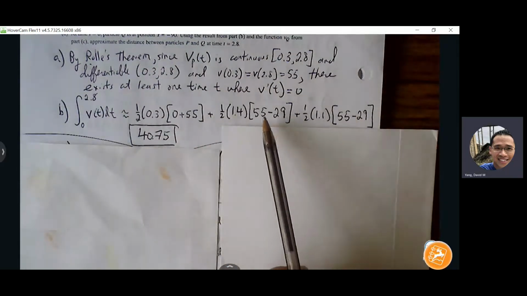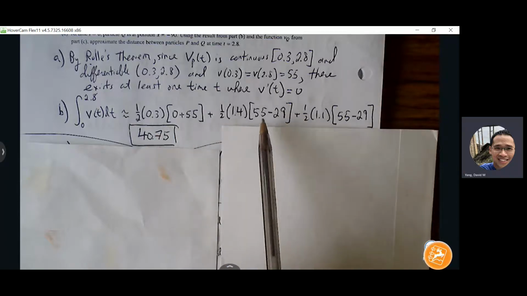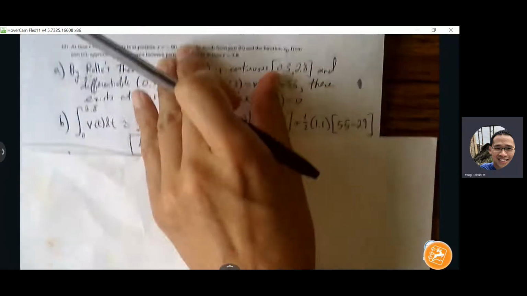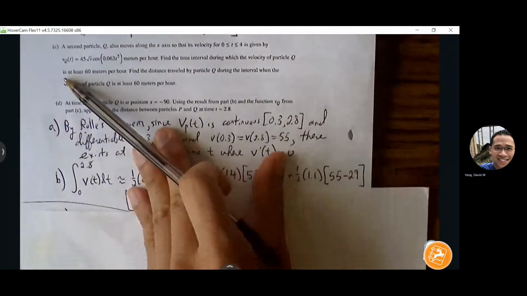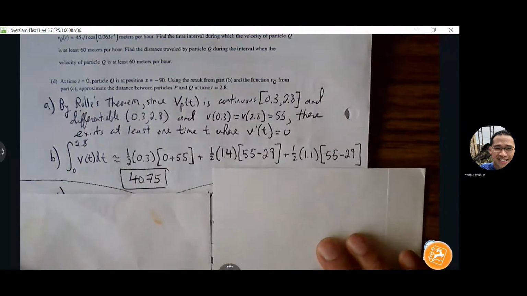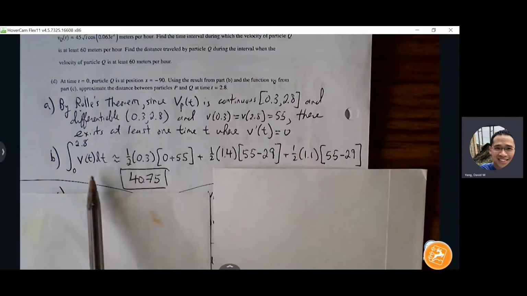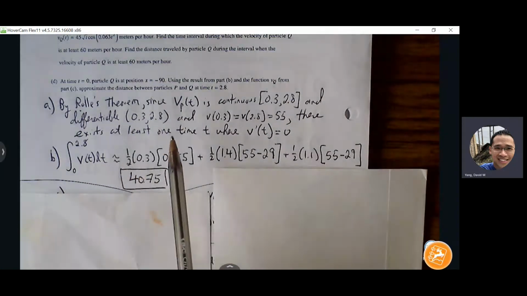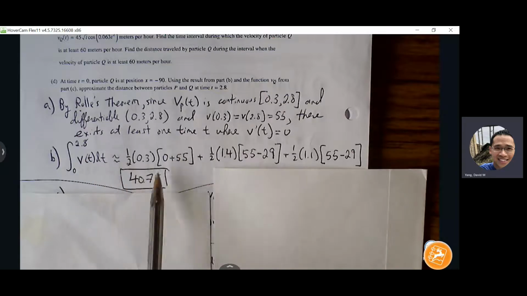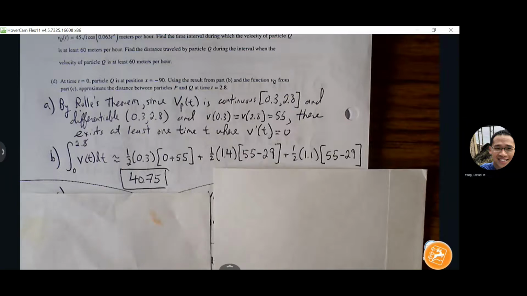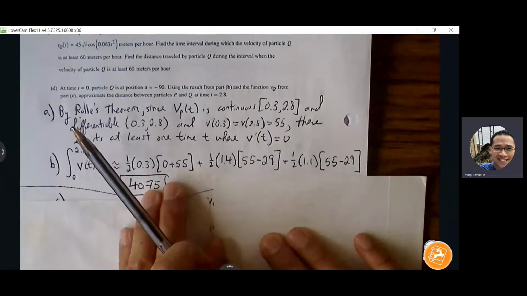But this kind of reminds me that I saw some students actively subtracting the heights, and we want to just follow the formula as it is. We want to add the two heights together. Okay, so this tells us how far particle P has traveled in that 2.8 seconds, right? Okay, good. Part C, any questions so far?